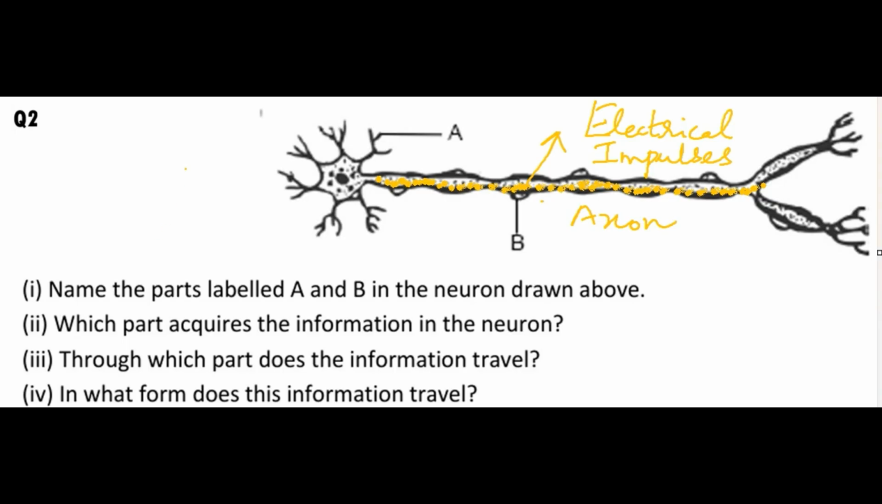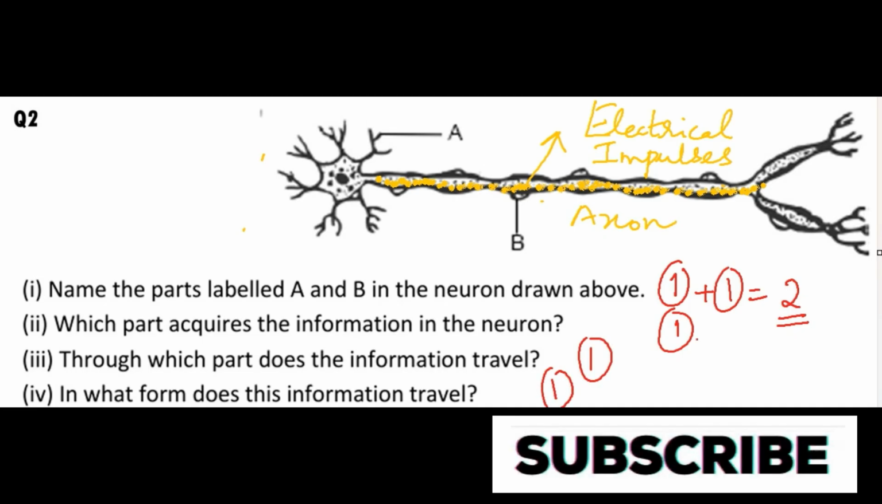So it's a 5-mark question. How will the marks be distributed? Name the parts labeled A and B in the neuron drawn above: 1 plus 1, 2 marks. Then which part acquires the information in the neuron? 1 mark. Through which part does the information travel? 1 mark. In what form does this information travel? Also 1 mark. So totally 2 plus 1 plus 1 plus 1. That is how you get 5 marks for this question.